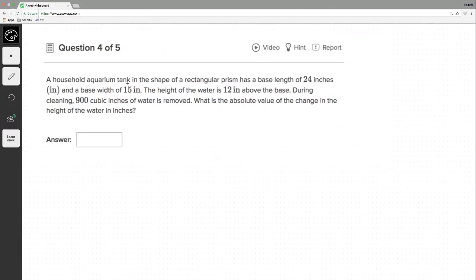Question 4 or 5. A household aquarium tank is in the shape of a rectangular prism. Nice. Another rectangular prism. We now know what that is. Let's do it like this.